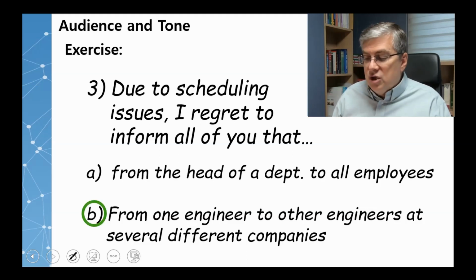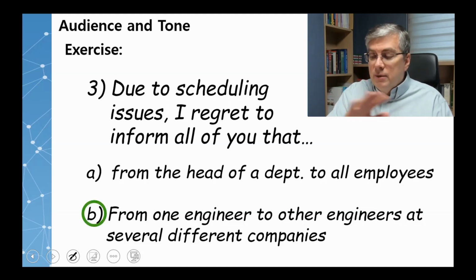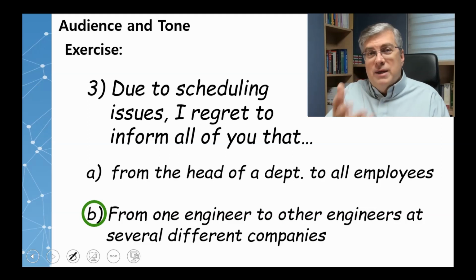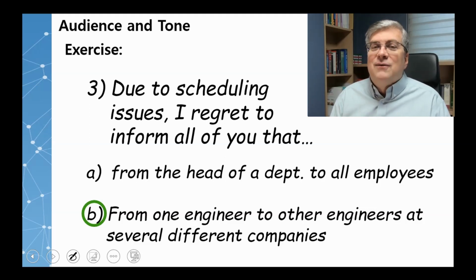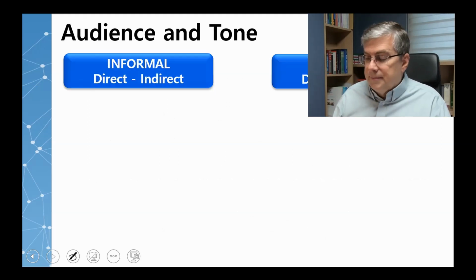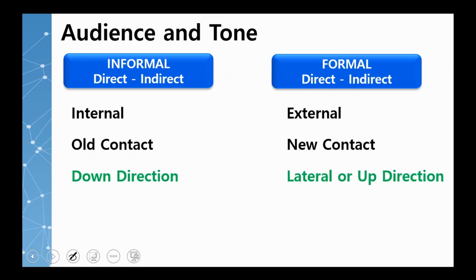Well, you probably would choose B, from one engineer to other engineers at several different companies, because you're thinking, oh, this is external communication versus internal. Yeah, that's true. But we also have another dimension going on here, and that is down direction versus lateral or up direction. Remember, A was from the head of a department to all employees in that department. When the manager or the boss sends an email to all employees that are working for him or her, that is down direction, and of course there's no need to be formal.